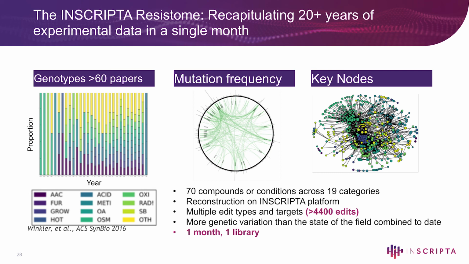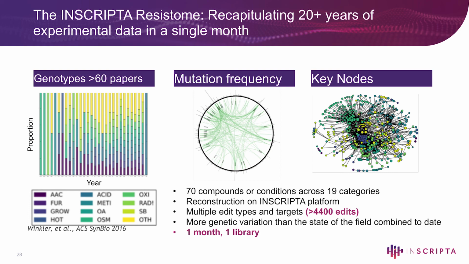So what we decided is, how long would it take for us to recapitulate some of this years' worth of data that people have put together? So we went after the resistome database and picked specific targets that have resistance to multiple compounds, like 70 compounds across conditions, across 19 categories. And we recapitulated about 20 years' worth of data in 1 month in a single library.